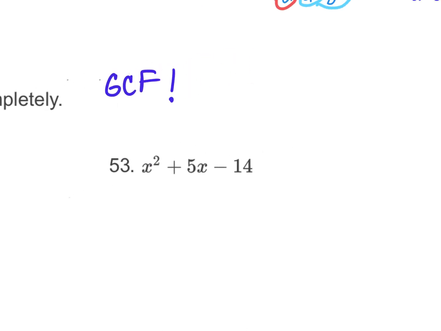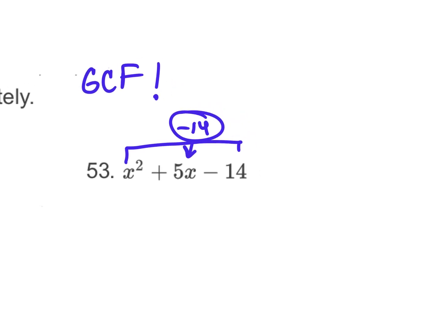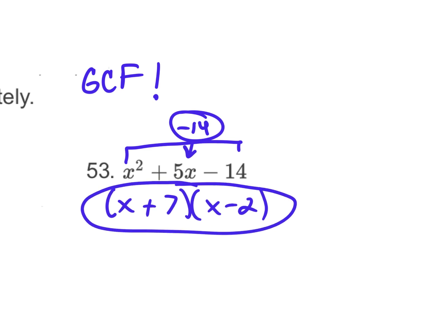So now look at 3. GCF? No. So a times c. 1 times negative 14. What are the factors of negative 14 that multiply to give me negative 14 and add to give me a 5? So I'm going to say x in the front of each parenthesis. I know that's 7 and negative 2. 7 times negative 2 is negative 14. 7 minus 2 is 5. So there is my fully factored expression.